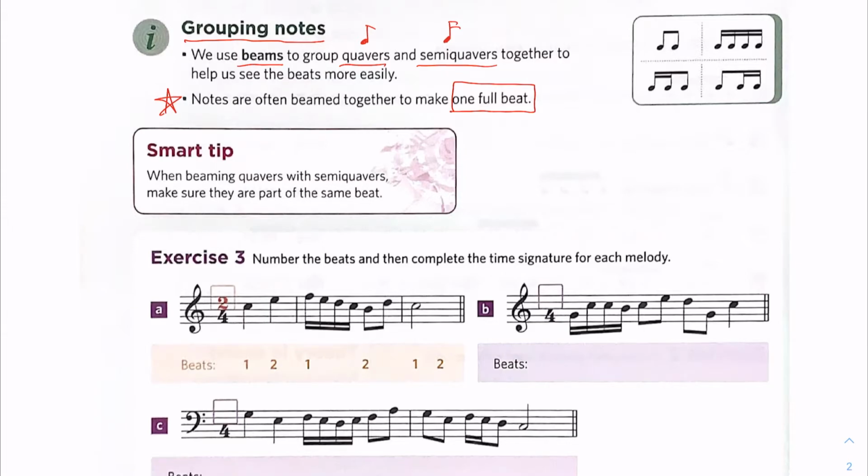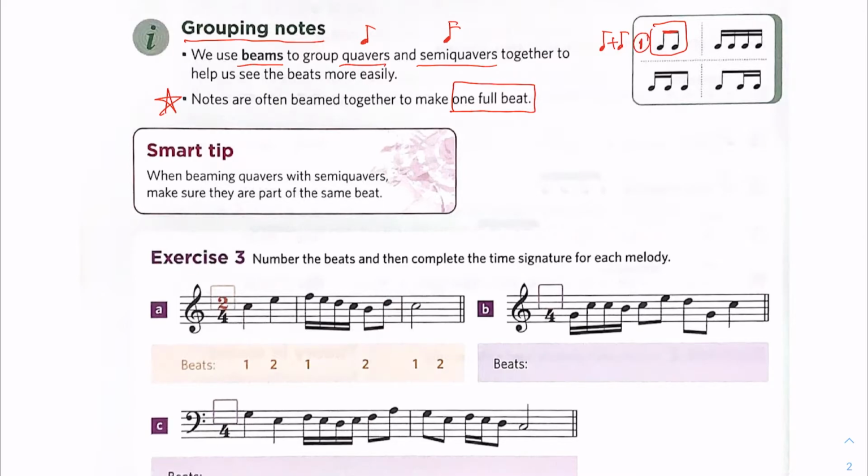Let's look at the box on the right hand side. The first one here, we have 2 quavers. Each quaver is the one with a tail. So when you have 2 of them together, you join them with a beam. This is the beam. And 2 quavers make 1 crotchet. So this is 1 beat.